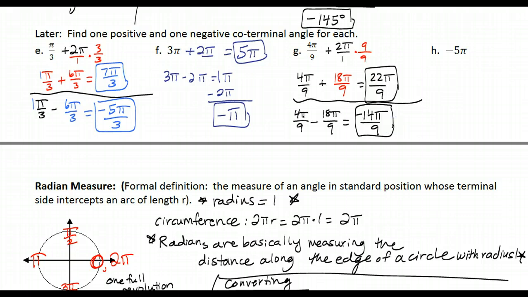And H is another easy one. Just add 2 pi. If I add 2 pi, I get my negative one right away. So keep adding 2 pi. My positive one is pi.